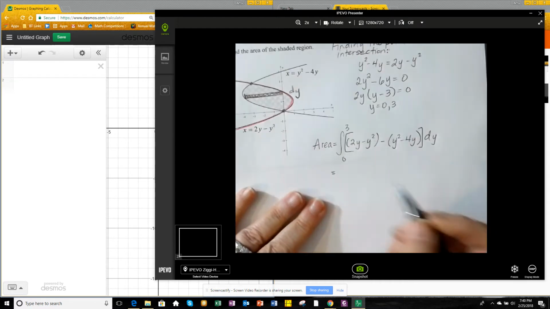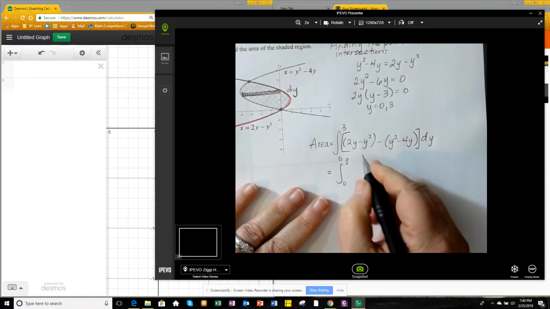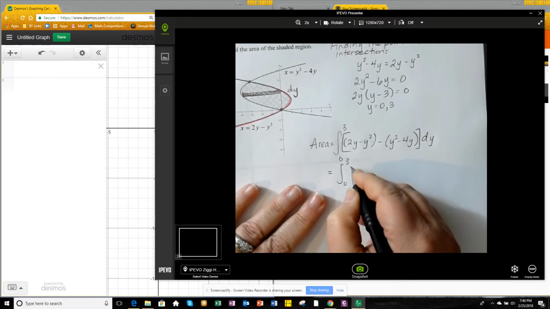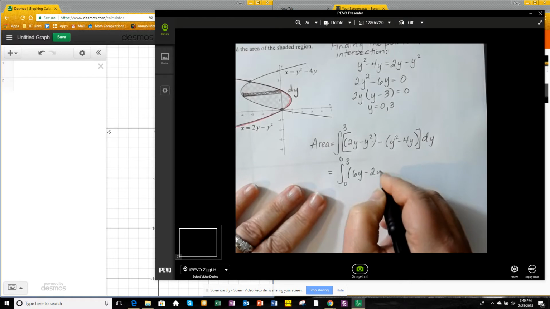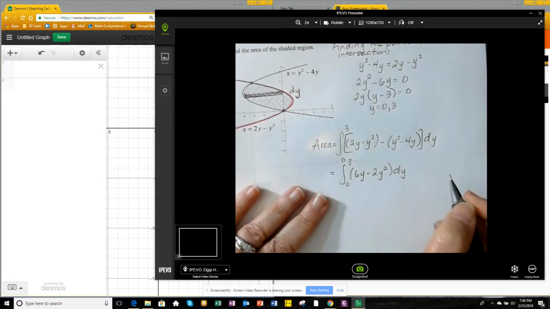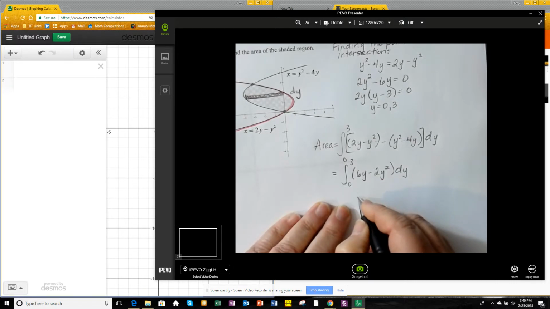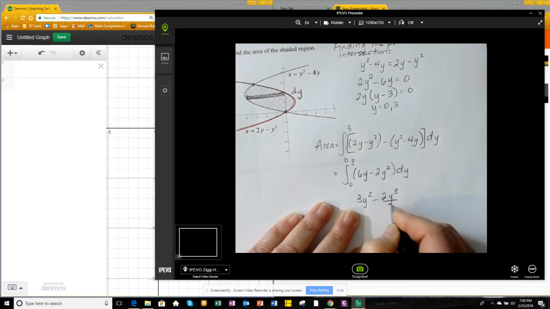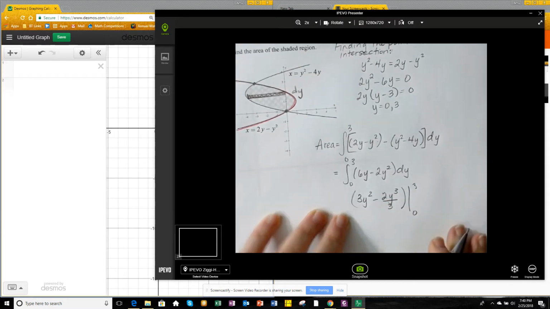All right, so let's simplify the integrand before we start integrating from 0 to 3. That's going to be 2y minus a minus 4y. Well, that's going to be a 6y. And y squared minus 2y squared dy. Antiderivative of 6y is going to be 3y squared minus, and this will be 2y cubed over 3, evaluated between 0 and 3.